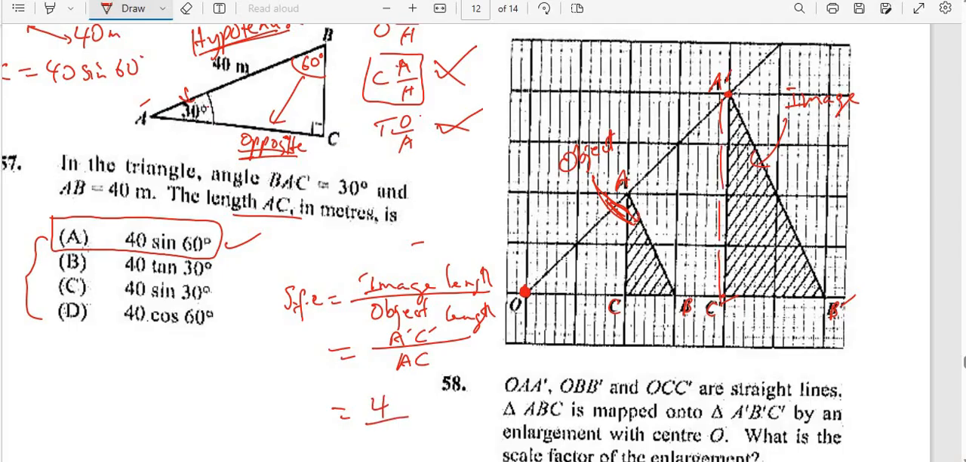And the corresponding side for A prime C prime in terms of the object is the side AC. So we have 1, 2 units. Divided by 2, 4 by 2, we get 2. So that's the scale factor of enlargement, 2. If you selected this side, for instance, that corresponds to this side, that will be 2 over 1, which is going to be still 2.